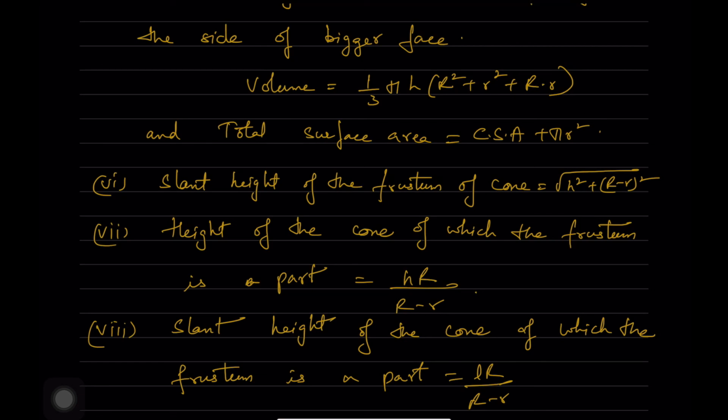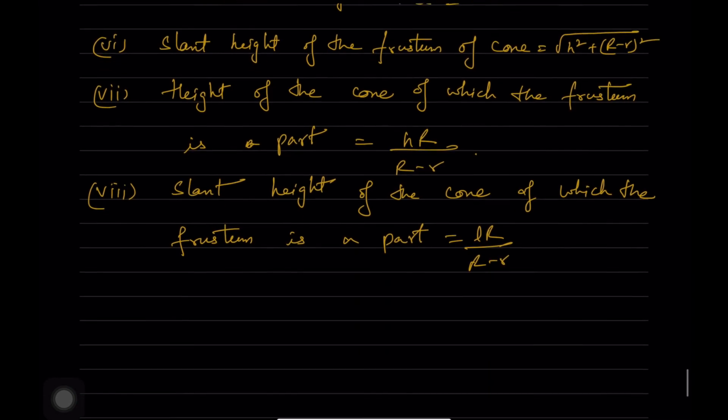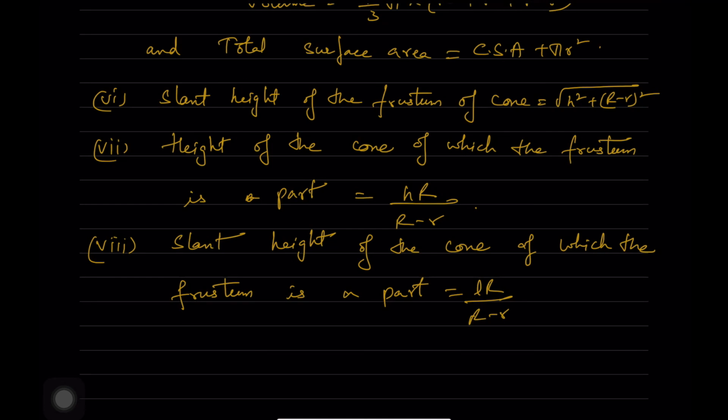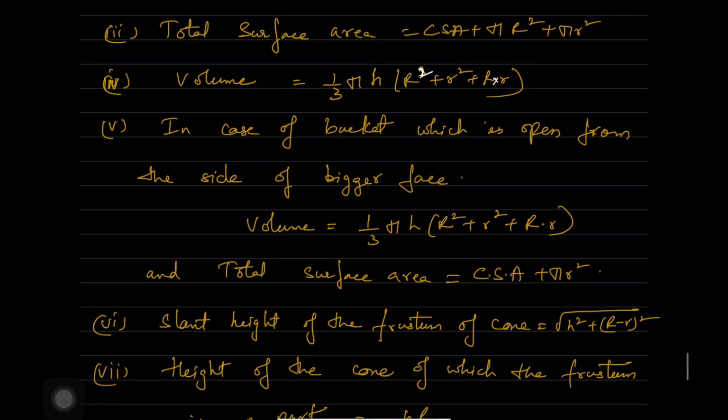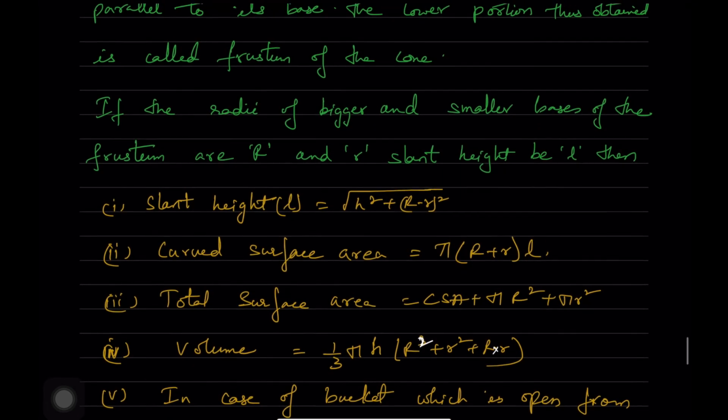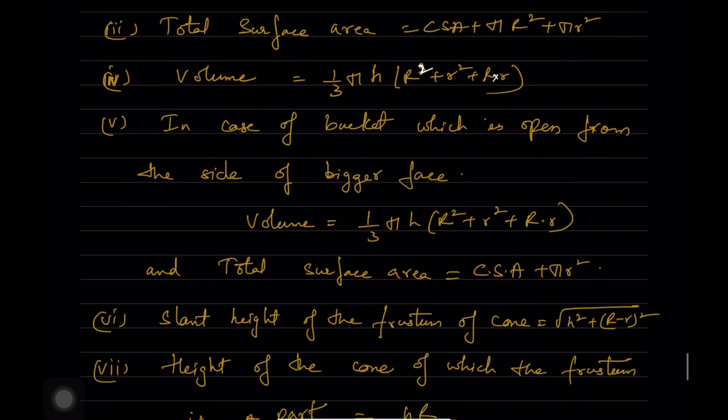So the height of the cone of which the frustum is a part is equal to h R by R minus r. This is the height of the cone. Slant height of the cone of which the frustum is a part is equal to l into R by R minus r. So these are the formulas which we will be using in the exercise. These are the different formulas which you have. Mainly we'll be using volume, total surface area, slant height and curved surface area. So these four formulas are mainly used over here.